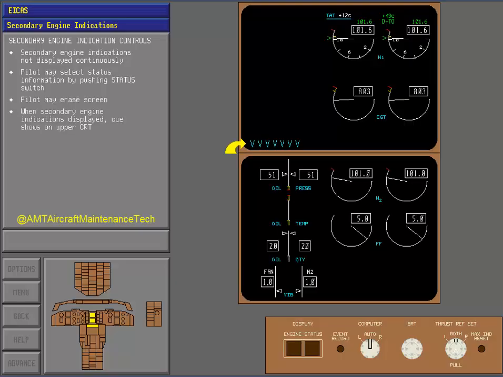You might have noticed that whenever secondary engine data is displayed on the lower CRT, a secondary data queue, a series of blue V's, shows in the lower left corner of the upper CRT.